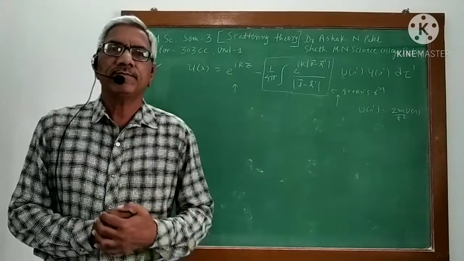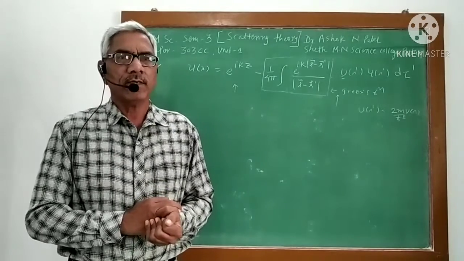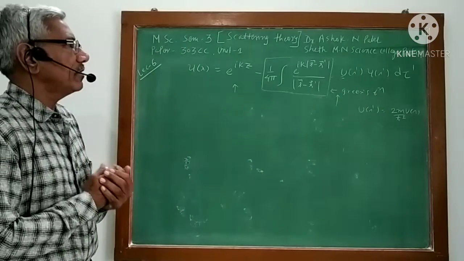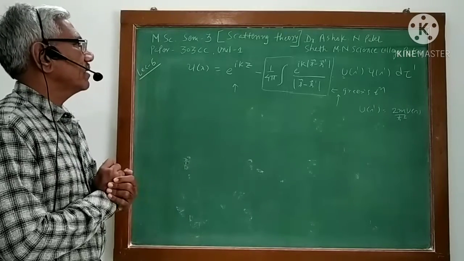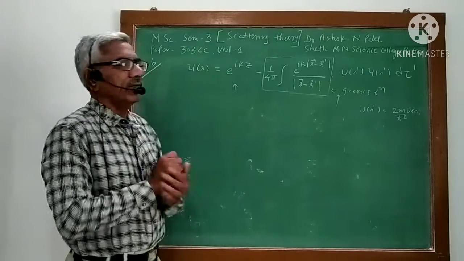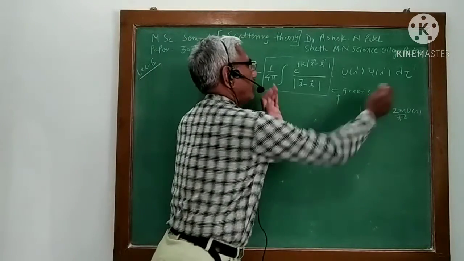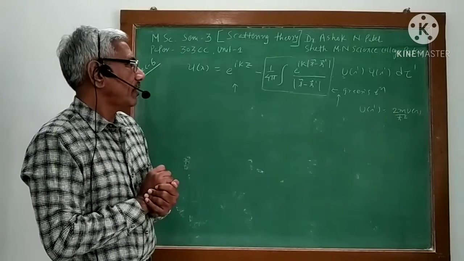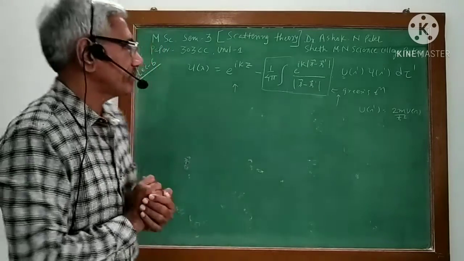In the last lecture we solved the Schrodinger equation using the Green function method. From that method we derived the formula for the wave function U(r). It has broadly two parts. This part represents the incident plane wave, whereas this part represents the scattered spherical wave. These two parts combined will give the wave function U(r).